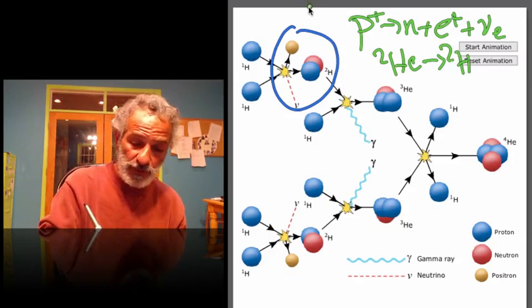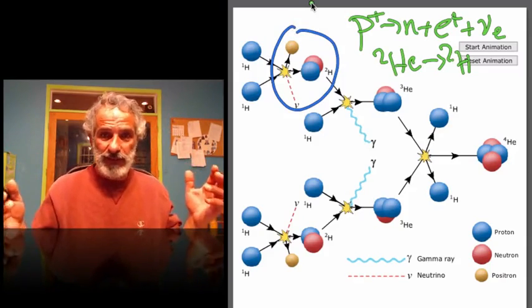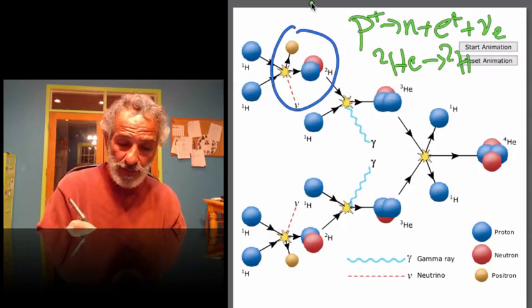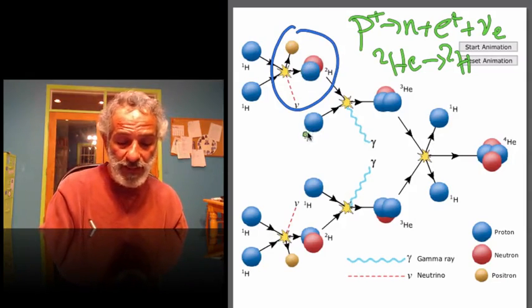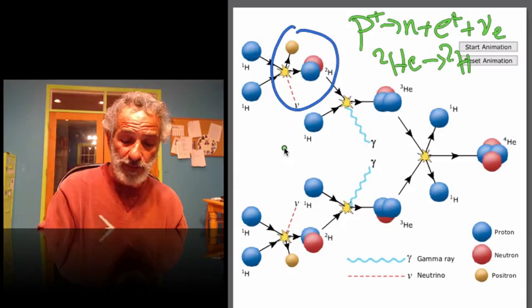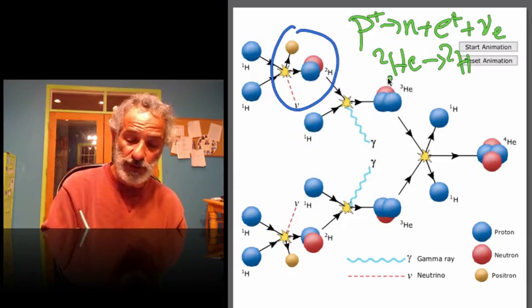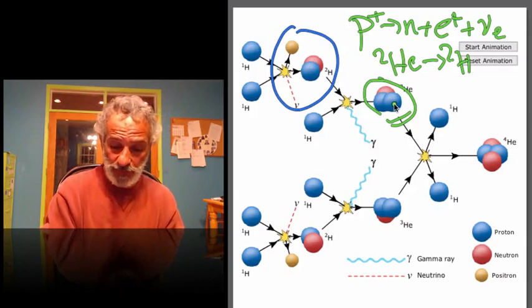Now this positron goes off, and of course, there's a sea of electrons floating around, finds an electron, annihilates, and we get some extra energy. Now we have this nucleus of deuterium flying around. We need another hydrogen nucleus, another proton, to crash into that, and that, if the conditions are just right, will form helium-3, another isotope of helium.